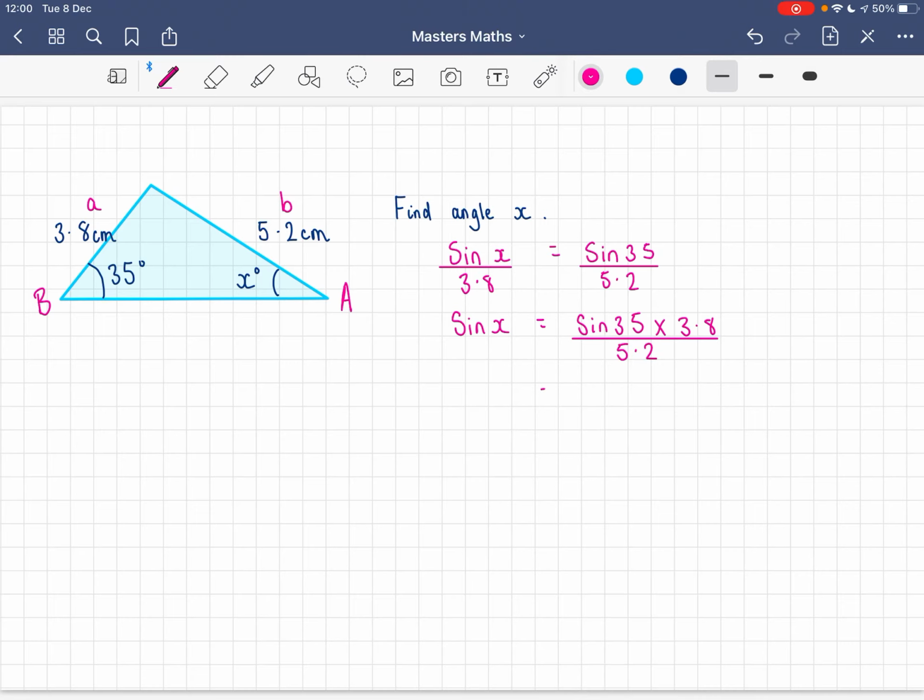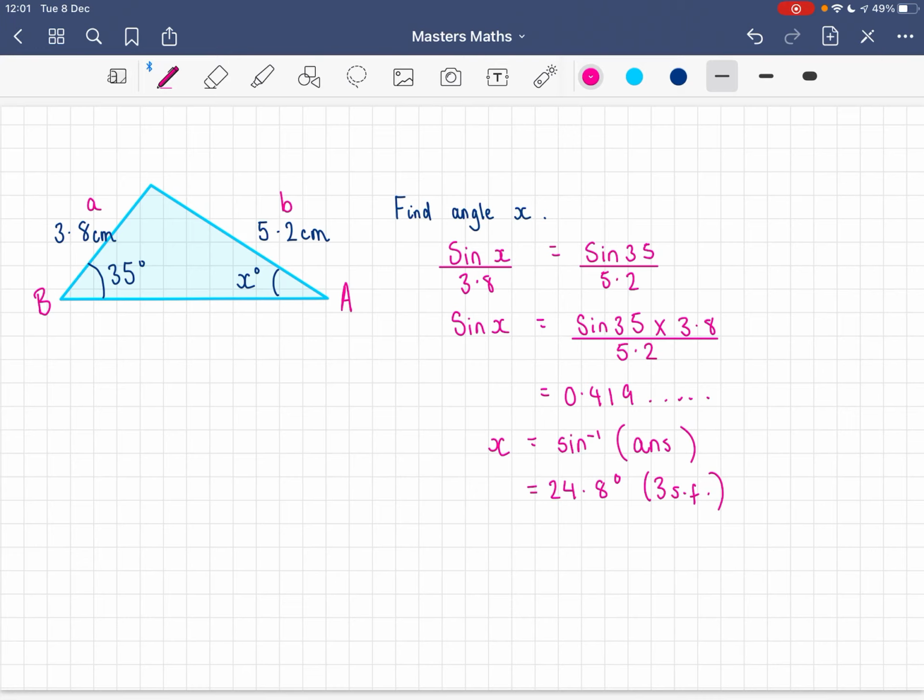And that gives me sin x is equal to 0.419, etc. Again, I'm not rounding that on my calculator. I am leaving it as it is. And then to find x, I need to use inverse sine. So I'm doing sin minus 1 of that answer. Gives me 24.8, if I round it properly, degrees. And that is again to 3 significant figures. And that's it. Couldn't be more straightforward.